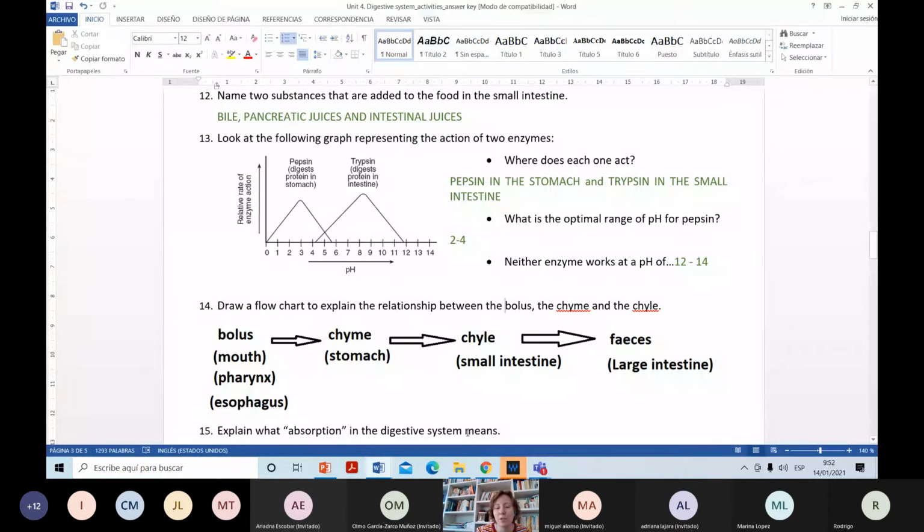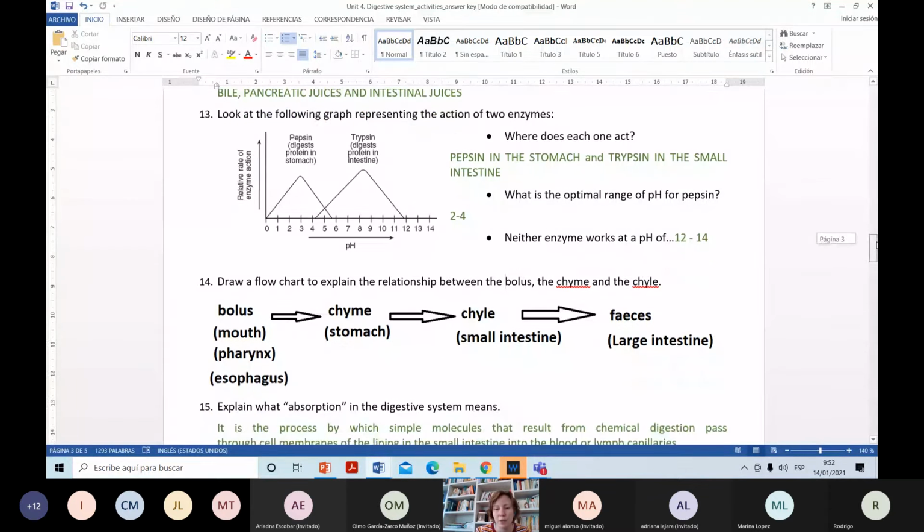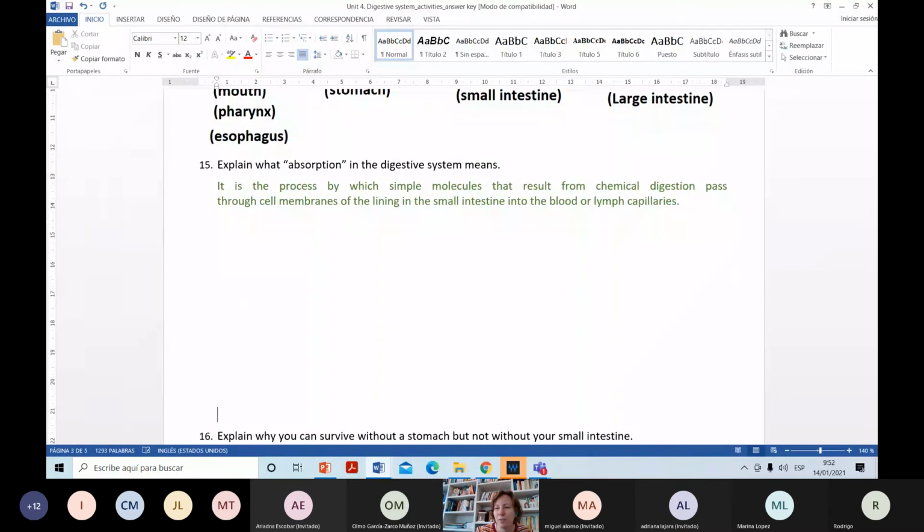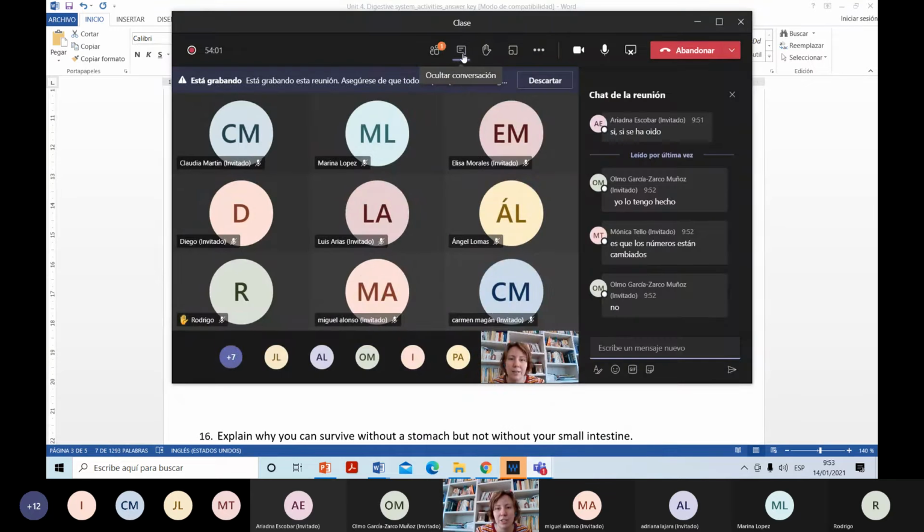It says, explain what absorption in the digestive system means. Okay, well, I have a very simple definition here. Absorption could be defined as the process by which simple molecules that result from chemical digestion, we can use one word to say that. Simple molecules that result from chemical digestion.